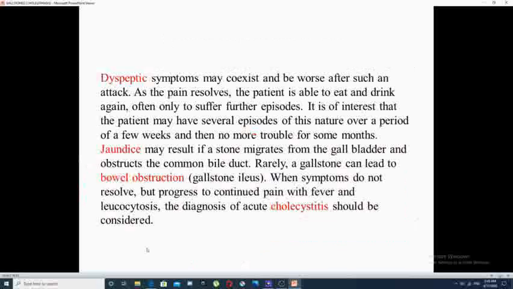Dyspeptic symptoms may coexist, and may be worse after an attack of biliary colic. Some patients may develop yellowish discoloration of the sclera, jaundice, especially if the stone has migrated from the gallbladder and is obstructing the bile duct. Rare cases may have intestinal obstruction, which is called gallstone ileus. When symptoms do not resolve and progress to pain and fever with leukocytosis, a diagnosis of acute calculous cholecystitis should be considered.